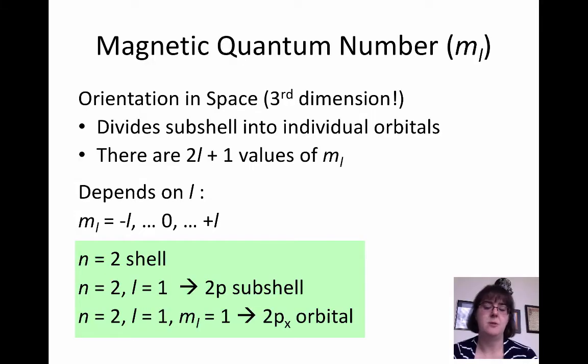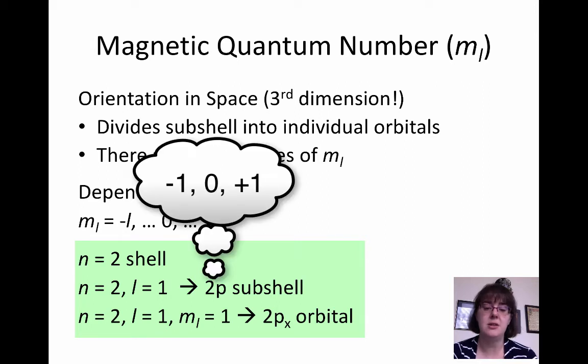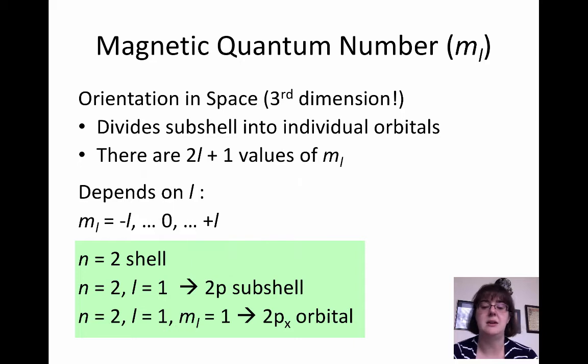So for example, if we were in an n equals 2 shell and we were talking about the L equals 1 subshell, we would technically be in the 2p subshell. Then there would be 3 values of m sub L: negative 1, 0, and positive 1. And we could specifically talk about where n equals 2, L equals 1, and m sub L equals 1 being the 2px orbital. So this is one of those things where you have to start with that value of n, then your value of L, then your value of m sub L.